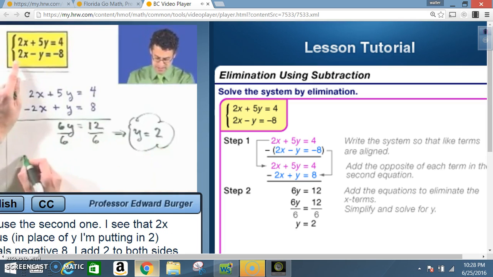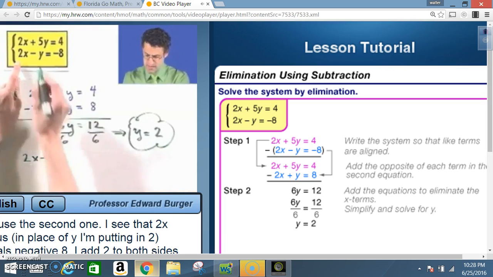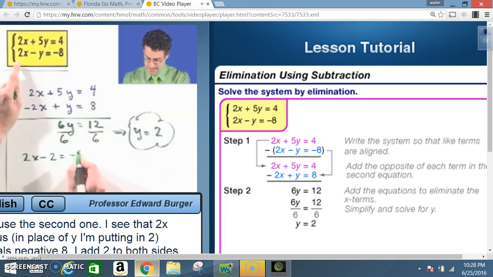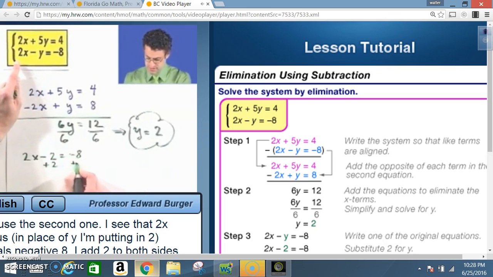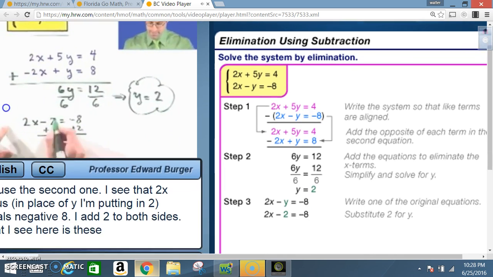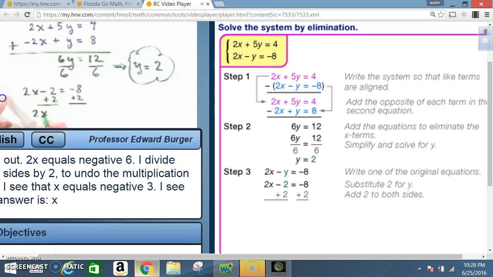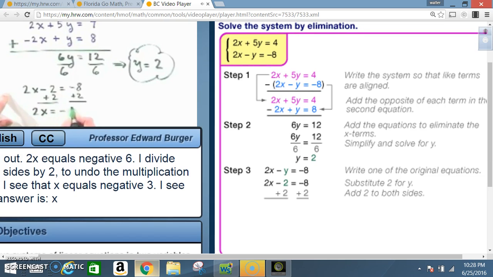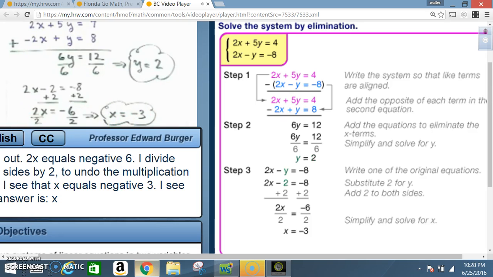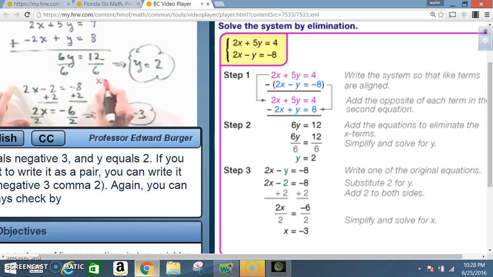So if we use the second one, I see that 2x minus, and in place of y I'm putting in 2, equals negative 8. If I add 2 to both sides, what I see here is these drop out. So I see 2x equals negative 6. I divide both sides by 2 to undo the multiplication of 2, and I see that x equals negative 3. And so I see the answer is x equals negative 3, y equals 2, or if you want to write it as a pair, you could write it as negative 3, comma 2.